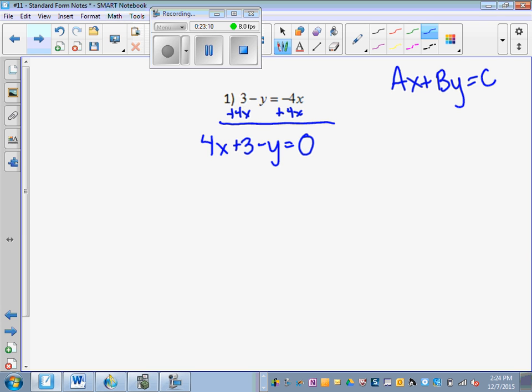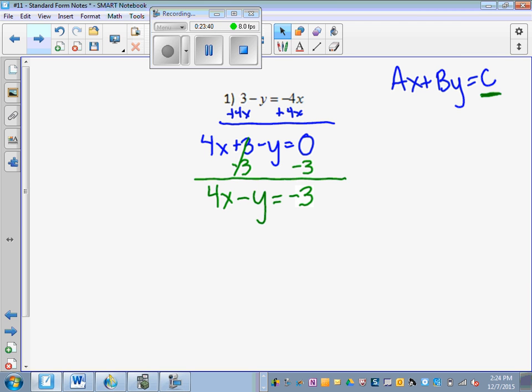Alright, and then what else did we need to move? The 3. And how do we move that? Right, subtract 3 from both sides. Why am I moving the 3? Why am I not moving the y? Because it's supposed to be in this format. And this number here is my constant, the number with no variable with it. A constant. Good, so we have 4x that cancels out. Minus y equals -3.